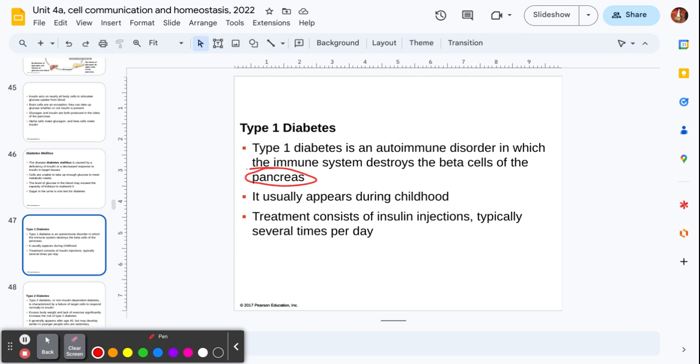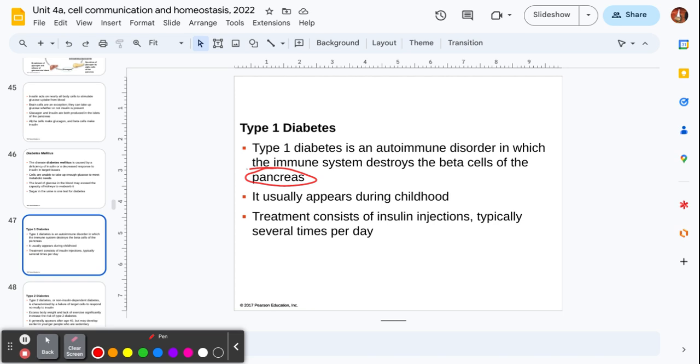It usually happens early on in childhood, and you'll see people with meters. They've gotten pretty sophisticated now with the meters and pumps. It used to be, back in the day, you'd have to prick your finger to check your glucose levels to see if you had too much glucose in your bloodstream. And if you did, you'd take an injection of insulin. And you might have to do that 3, 4, or 5 times a day.